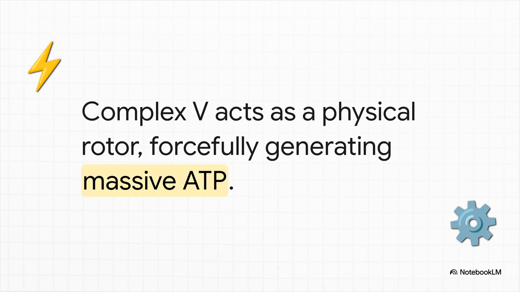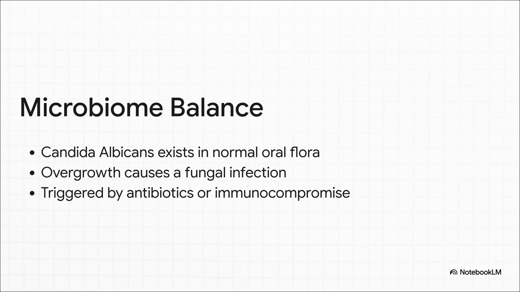Finally, those protons rush back in through complex 5, ATP synthase. This enzyme is quite literally a physical rotor. As protons flow through its channel, the head rotates, forcefully jamming ADP and phosphate together to manufacture massive amounts of ATP. Now, while we're deep inside this highly regulated city, it's vital to remember that it doesn't exist in a vacuum.